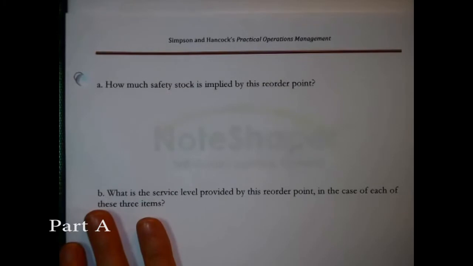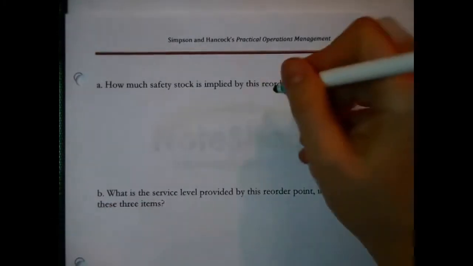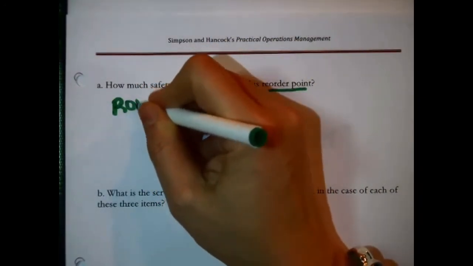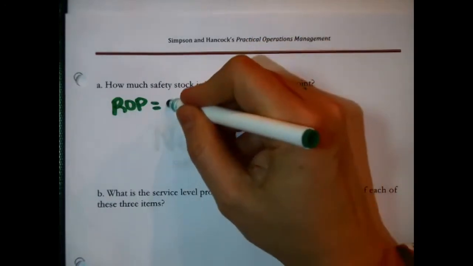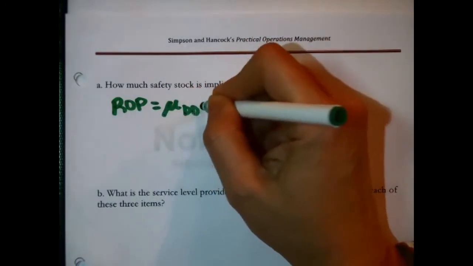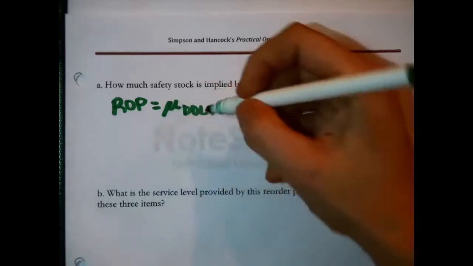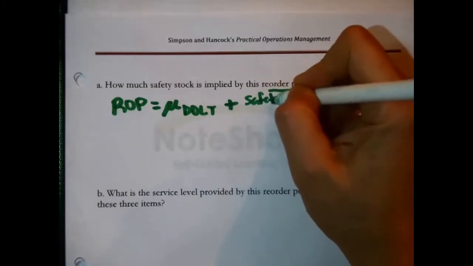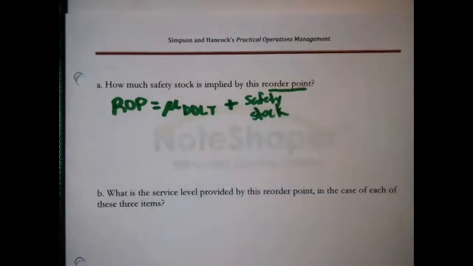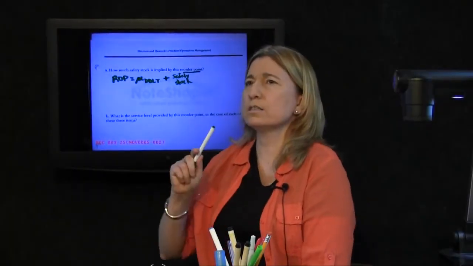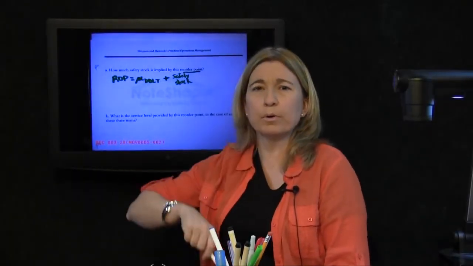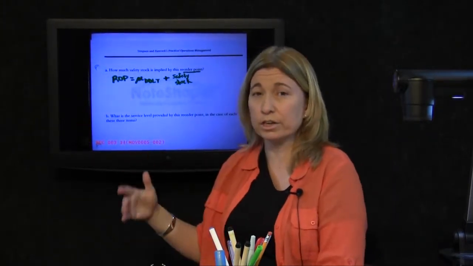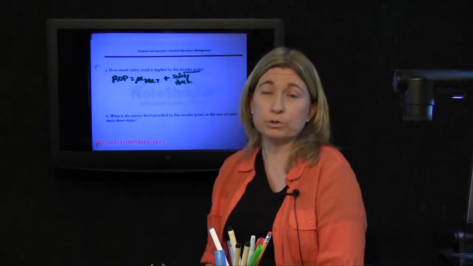How much safety stock is implied by this reorder point? Now, we were just remarking that the reorder point was 120, and we remember that a reorder point, one way to think about it, is average demand during lead time. What I wrote was mu, the classic symbol for average, DDLT, demand during lead time, plus safety stock. Because safety stock is the amount that we reorder at that's above, on average, what we generally need during lead time. It's the bump up, or the difference between when we reorder and what on average we usually need.